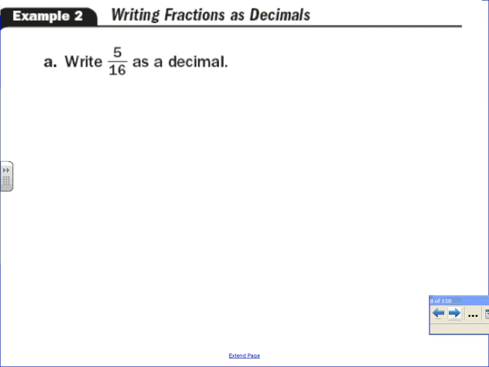Nope. Opposite. 16, the bottom number goes on the outside. The numerator goes on the inside. All right, well, now what? We can't put 16 into 5. So what do we do here? Alyssa? Good. So 5.000. Let's just draw 4 zeros.